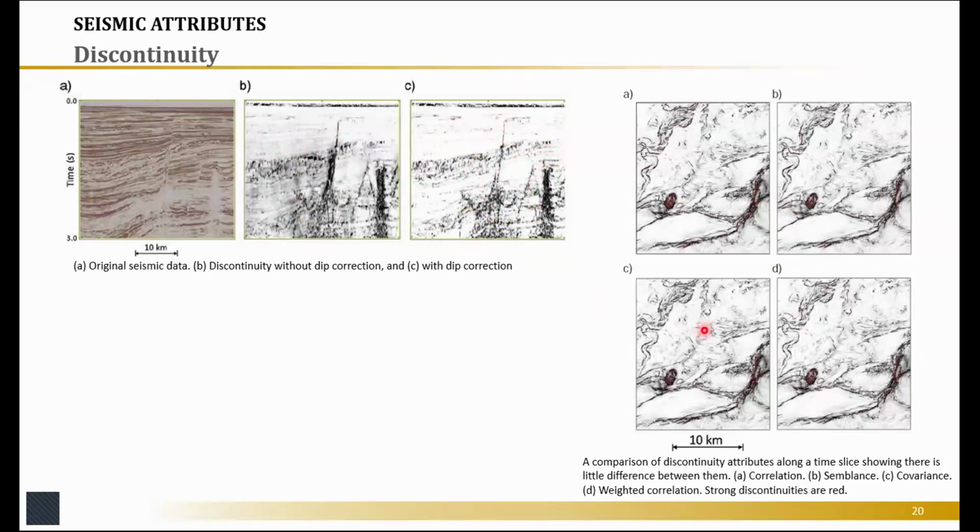And also for the time slices here to the right, this is a comparison between these time slices using some of the methods to calculate the discontinuity attribute. One of them is the mathematical methods like correlation, semblance, and also weighted covariance and weighted correlation. You see the strong discontinuity is expressed by the red color, while the similarity will be white. So you can find some of the channels here you can identify.